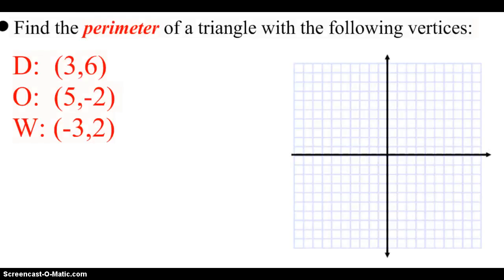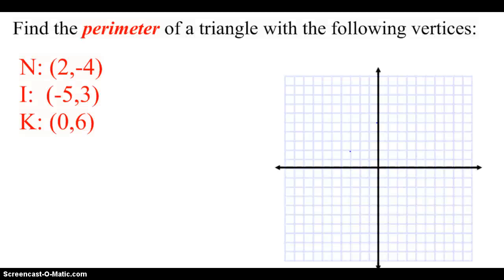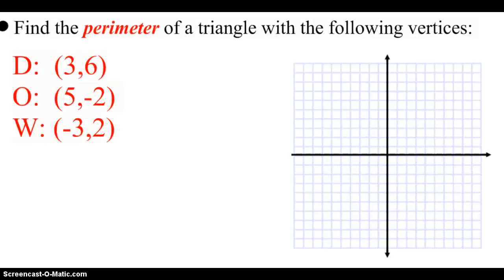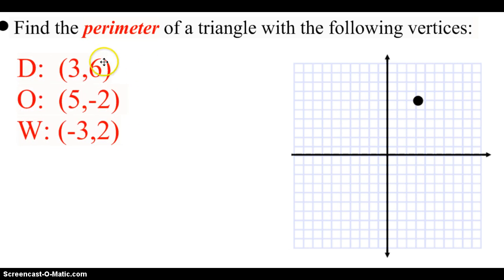Number 7 is going to be exactly the same thing, except you're going to have to find the perimeter. So the first thing I'd like you to do is put D, O, and W somewhere on this to label the grid. So D is 3, 6: 1, 2, 3, 4, 5, 6. I didn't change them. O is 5, -2, and W is -3 over 3, up 2.